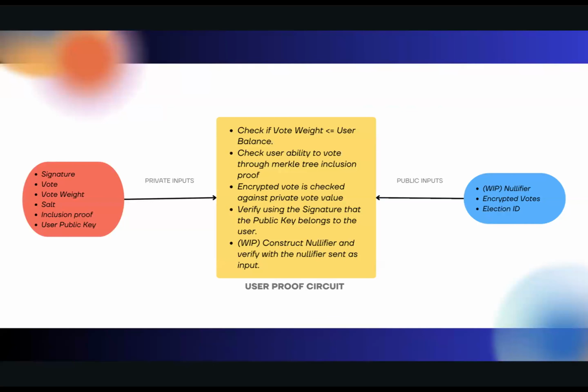This is how the user proof circuit looks like. The public inputs are the encrypted votes and the election ID. This is what the logic flow looks like. The private inputs are the signature, where a user proves that they are indeed the holder of a certain public key, which they claim to be, because someone could simply say, okay, this public key holds 10 or 100 balance, and I want to vote with it, but they might not be the owner of it. So they have to sign the election ID with their private key to prove that they are the owner of the corresponding public key.